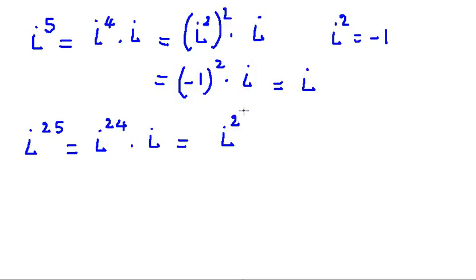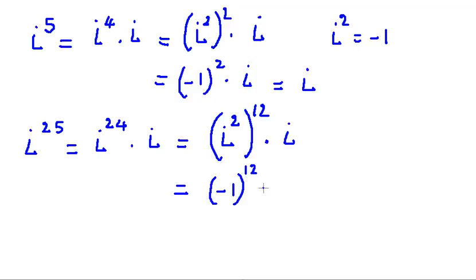This would be i squared to the power 12, and 2 times 12 is 24, because with power to power we multiply, and this is times i again. Again, I replace i squared by -1, and I have a -1 to an even exponent. Any -1 to an even exponent is a +1, and therefore again the answer is i. Let's try one more.